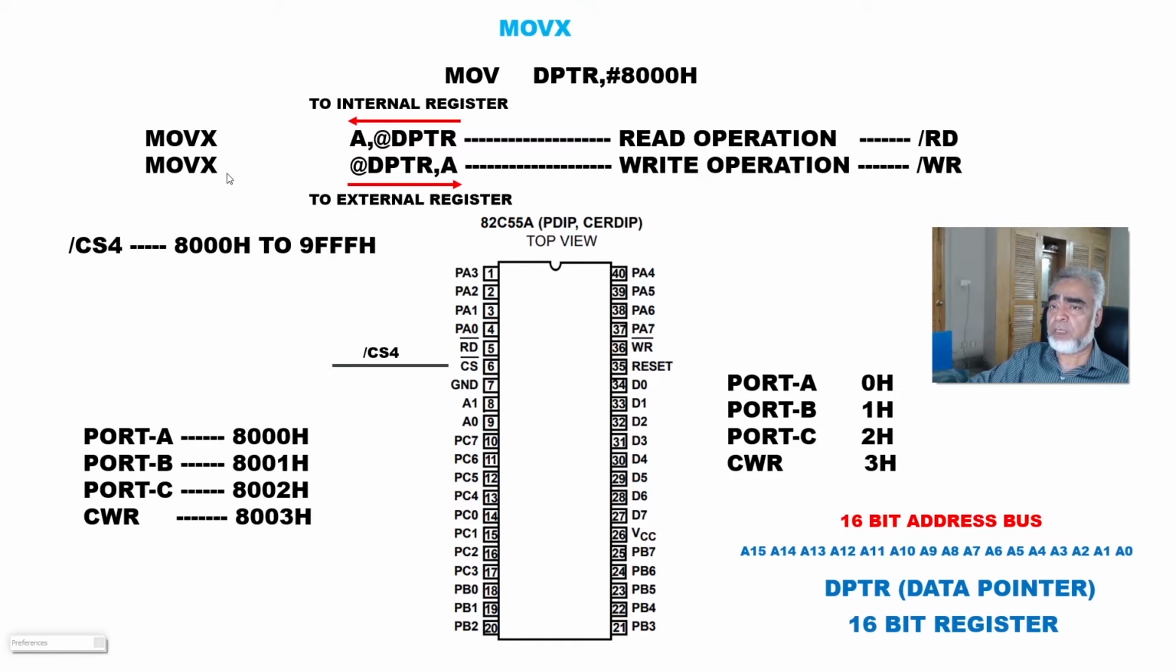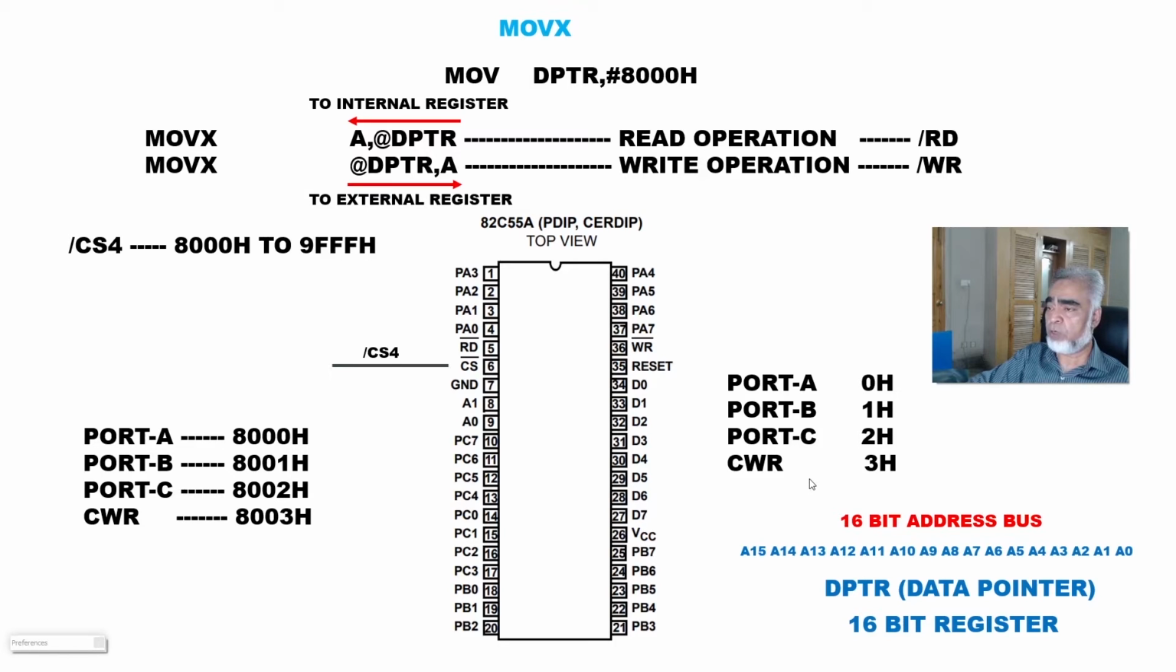If you use the instruction MOVX @DPTR, A, it means move the contents of the internal register of a microprocessor, that is accumulator, to the external device, that is port A of the 8255. This operation is the write operation and the microprocessor will automatically generate the signal, that is write bar. And here we can find the pin number 36 of the 8255 is the write signal. If this signal is low, then the data will be written to port A because the address of port A is given in the DPTR. So we'll use the instruction MOVX to read the data from the external device or to write the data to the external device.